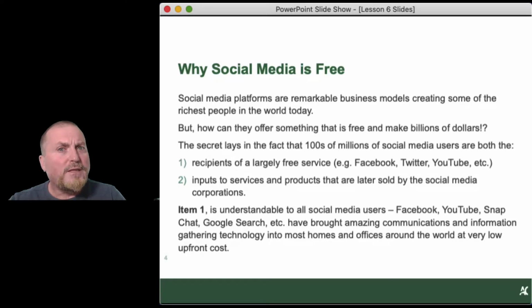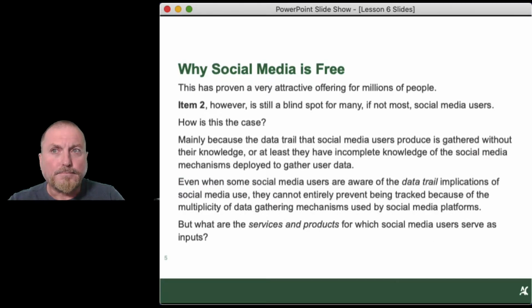But from each discrete individual user, it seems like a pretty beneficial trade-off. You're getting all this free stuff, right? And you're giving a little bit of data, even if you're aware you're giving data. And most people, the studies still show, most people that use social media are still not aware of how they're being basically monetized. And this has proven to be a very attractive offering for millions of people, right?